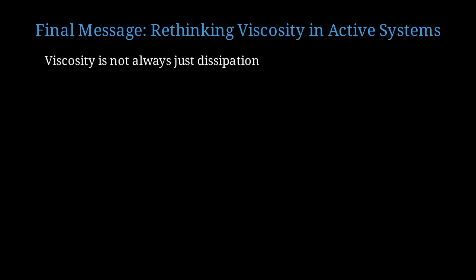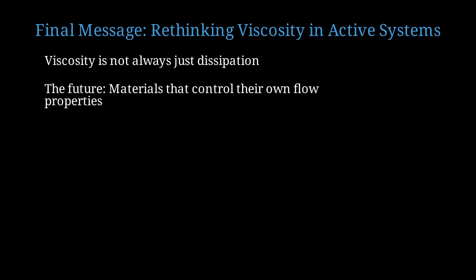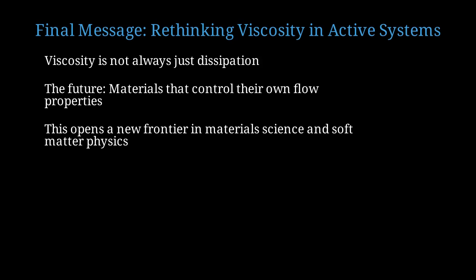The concept of apparent negative viscosity forces us to rethink what viscosity means in active-driven systems. Viscosity is not always just dissipation. In active systems, the interplay of driving and dissipation creates new effective material properties. The future may bring materials that dynamically control their own rheology, switching between solid and liquid, low viscosity and high viscosity, all powered by internal activity. This is a frontier area in soft matter physics and material science. We are only beginning to explore what's possible with active materials.